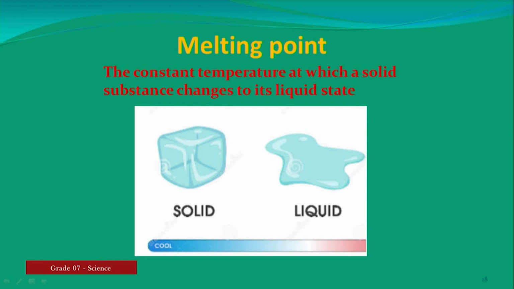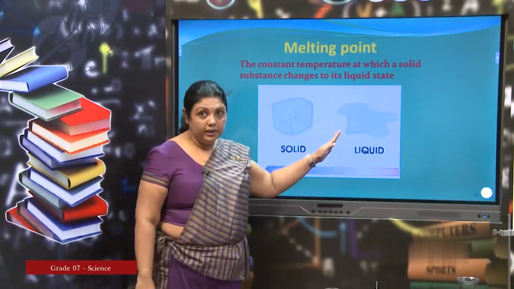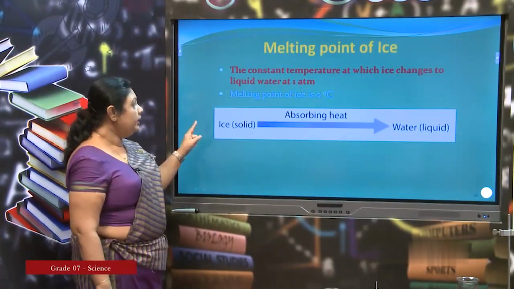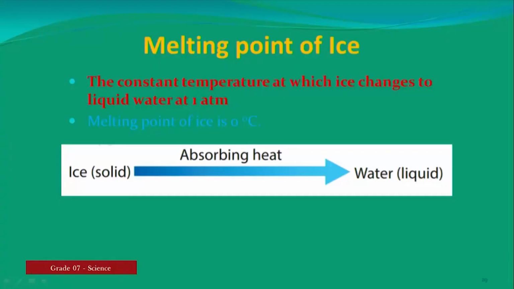Solid turns into liquid. So, what is the melting point? That is also a constant temperature at which a solid substance changes to its liquid state. That is called the melting point. Right. What happens in melting? Ice is there, a solid, absorbing heat. Heat should be absorbed, and it turns into liquid. If it is ice, ice turns into water.